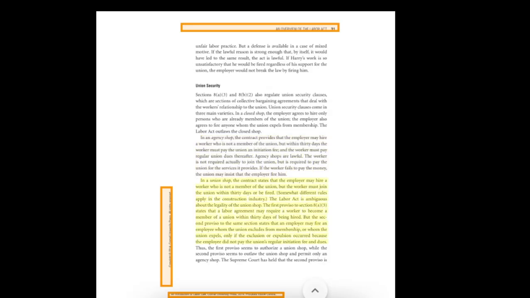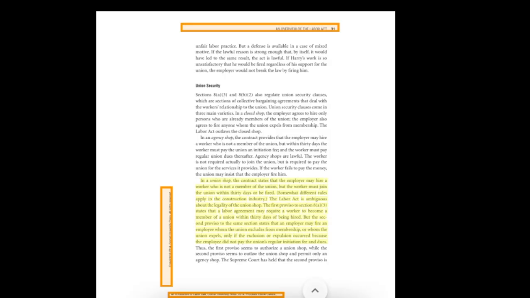In a union shop, the contract states that the employer may hire a worker who is not a member of the union, but the worker must join the union within 30 days or be fired. Somewhat different rules apply in the construction industry. The Labor Act is ambiguous about the legality of the union shop.